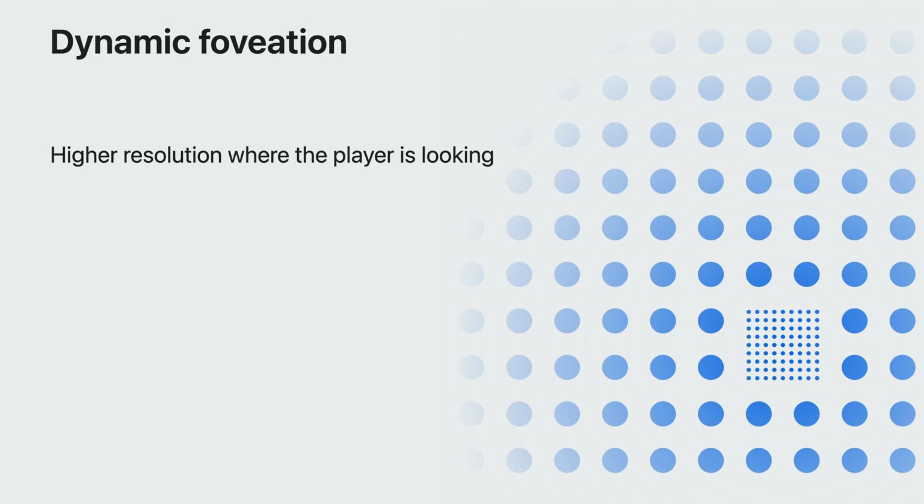Dynamic foveation is a technique where the renderer uses higher resolution at the part of the display where the player's eyes are looking. This means you get crisper resolution in those spots without paying the cost of rendering the whole scene, all without having to do any of the hard work.